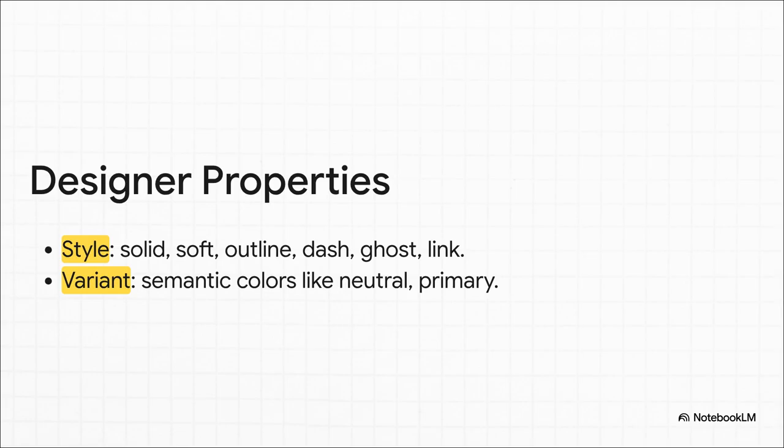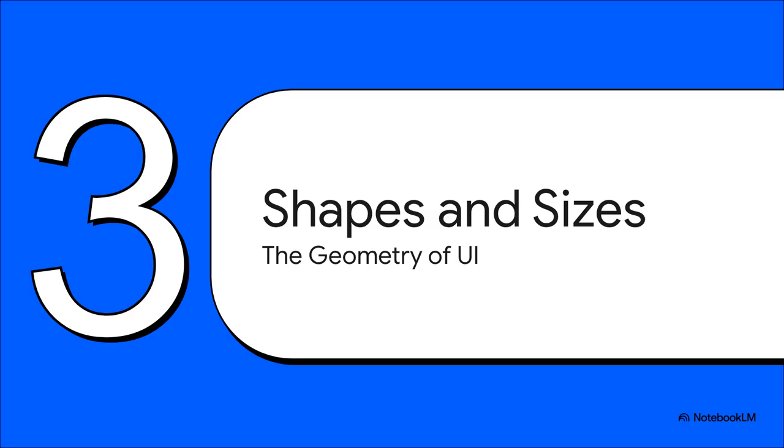Second is the variant property, which handles semantic colors. So instead of hard-coding messy hex values everywhere, you just tell it, hey, I want a primary, secondary, or accent button, and the class resolves the correct palette color automatically. Pretty slick, right? Moving right along to Section 3, shapes and sizes, the geometry of UI.